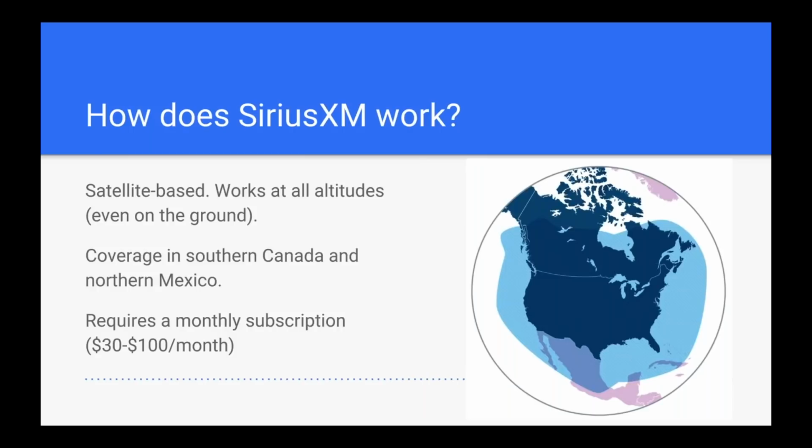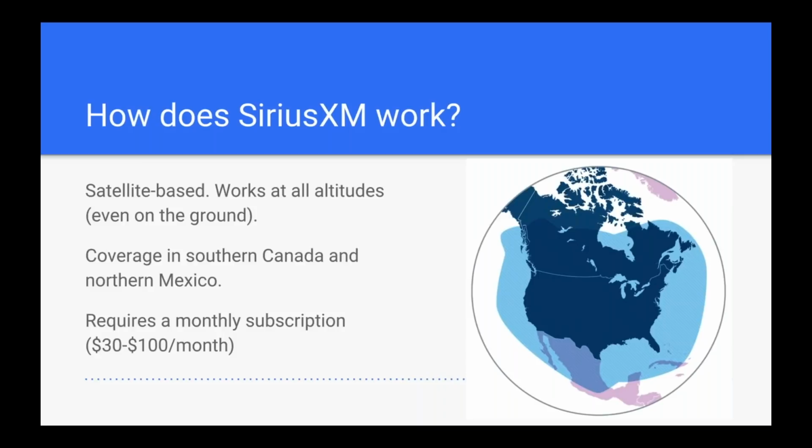Okay, so that's ADS-B. It's subscription free. It's from the ground up. SiriusXM is kind of the other way around. So you might say this is the GPS option. SiriusXM is satellite based. It's transmitted from a geostationary satellite above North America. That means it works at all altitudes, even on the ground. You can be sitting on the ramp with the engine running and be pulling in coverage with SiriusXM. It also does offer coverage in southern Canada and northern Mexico, and a little bit out into the Bahamas. So you've got a little bit of coverage further north and south than you will with ADS-B.